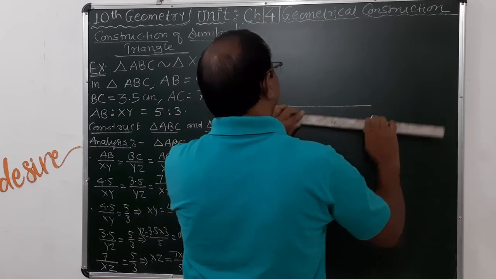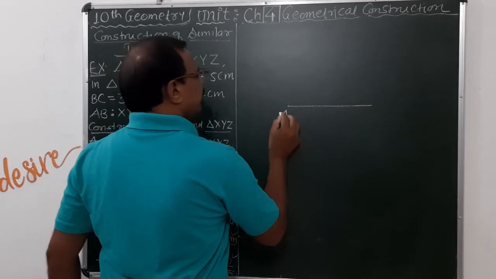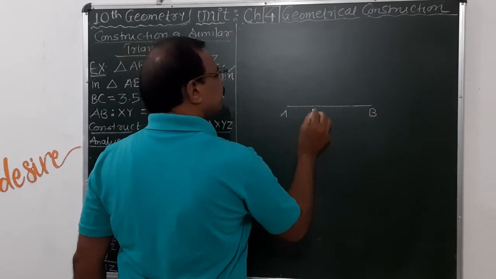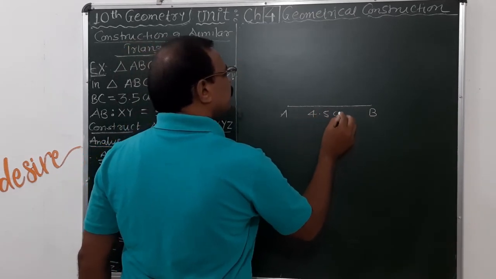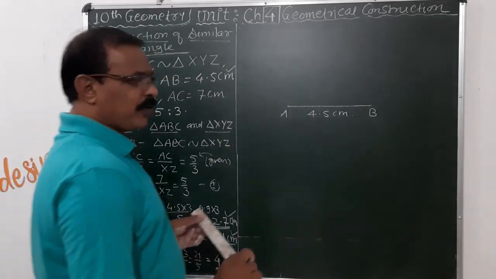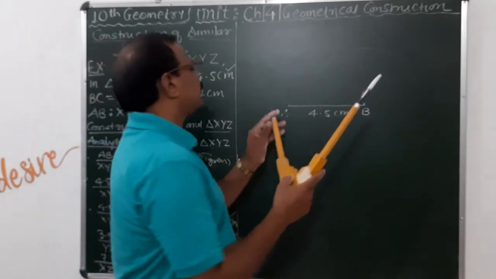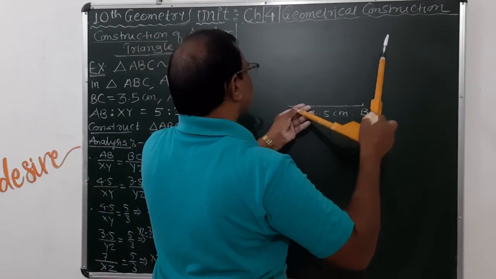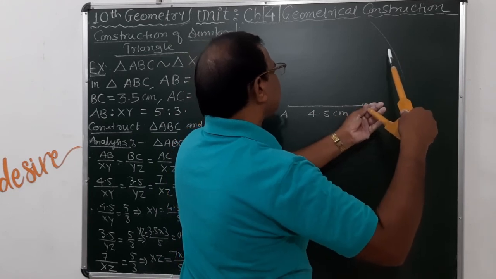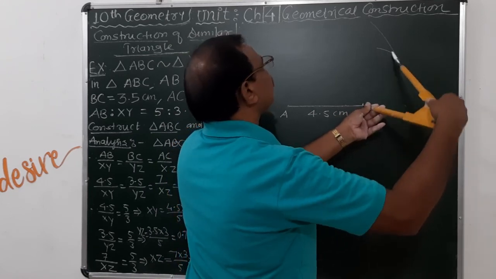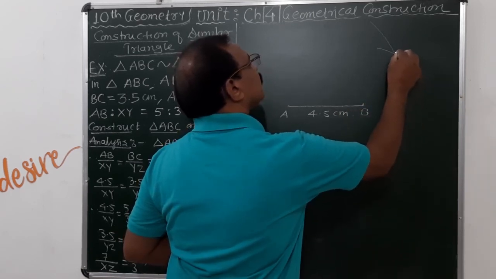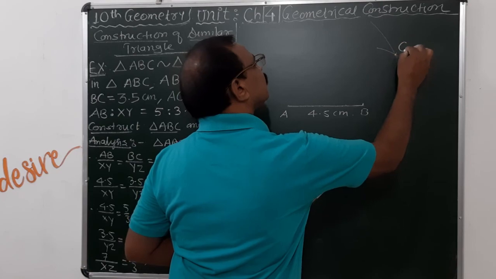So this is AB, which is equal to 4.5 centimeter. Let us draw point C here. So BC is equal to 3.5. Take 7 centimeter in your compass, and here B to C distance is nothing but 3.5. You take 3.5 in your compass and make a cut here. So here this is the point of intersection. This is nothing but the C point here.